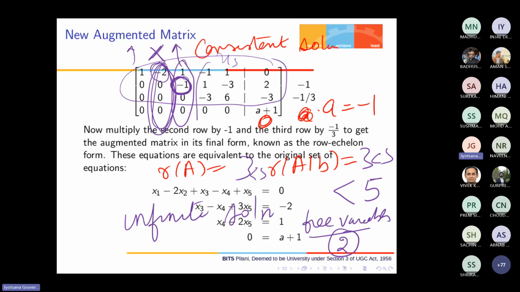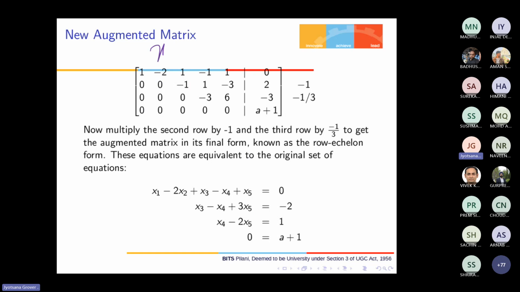What about this? This is because this column contains a leading entry, minus the leading entry of row 3. So this is again a pivot column. What about this column? This does not contain the leading entry of any row. So you said it right: X2 and X5 are free variables. I hope you got it.